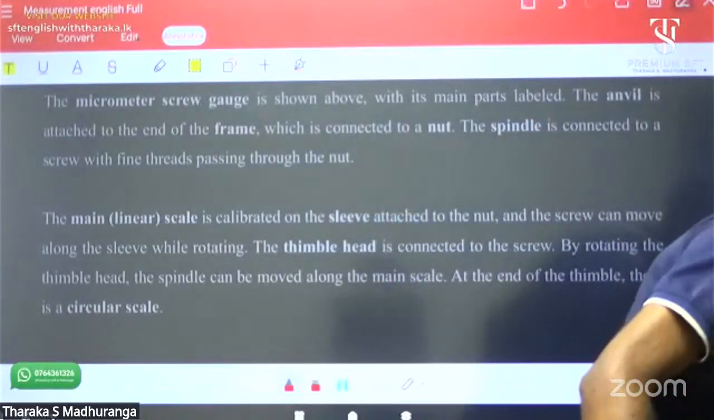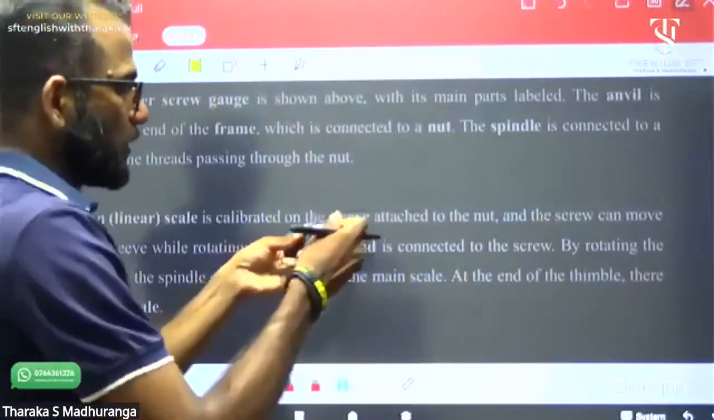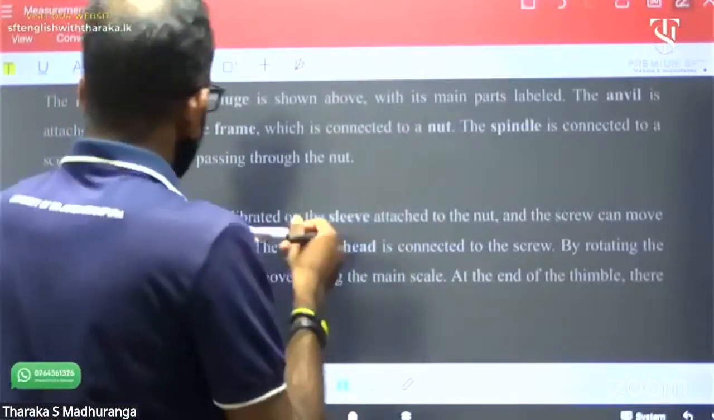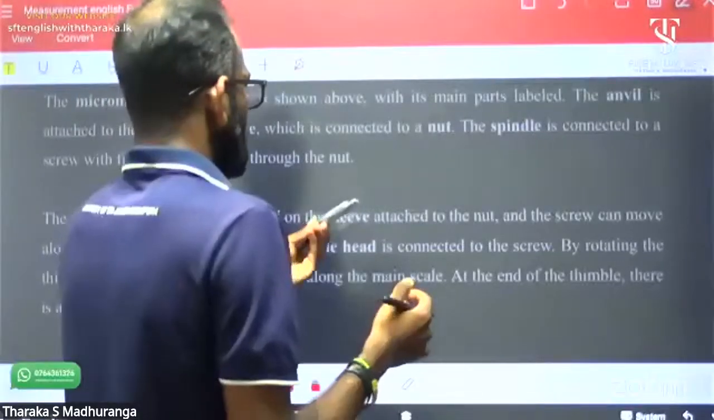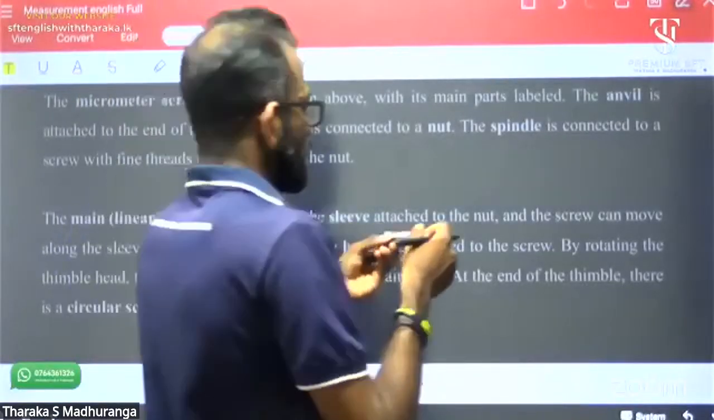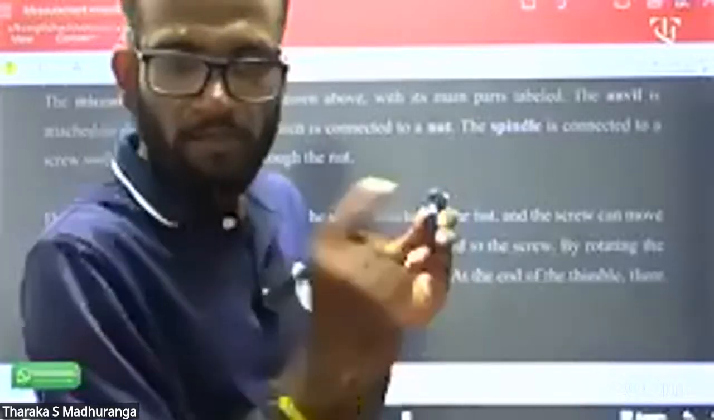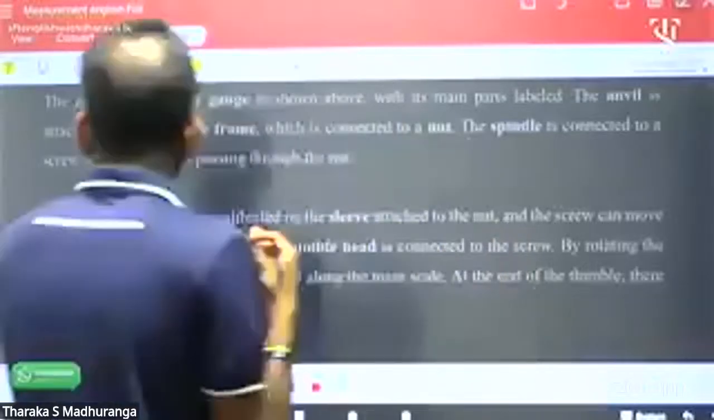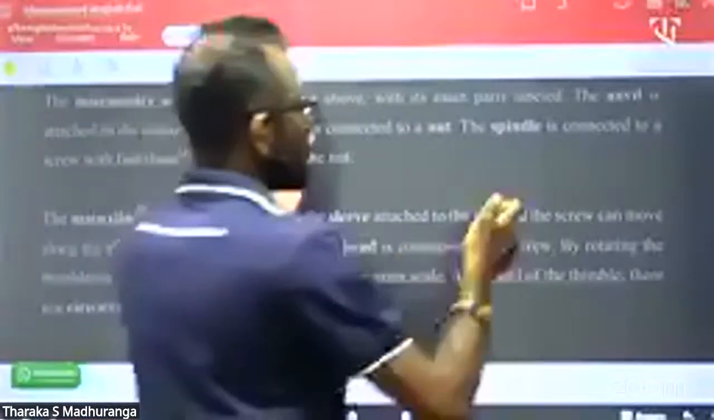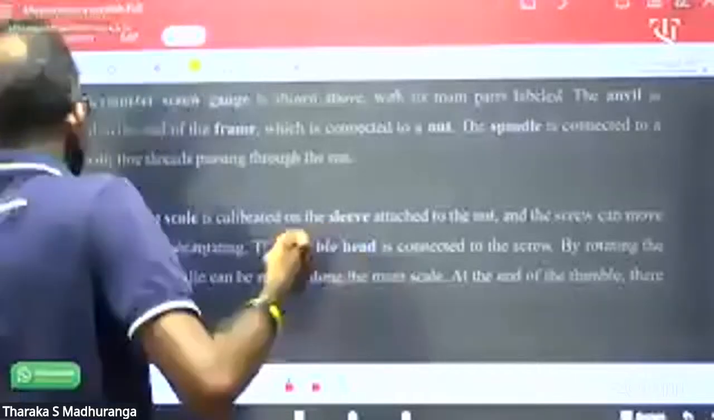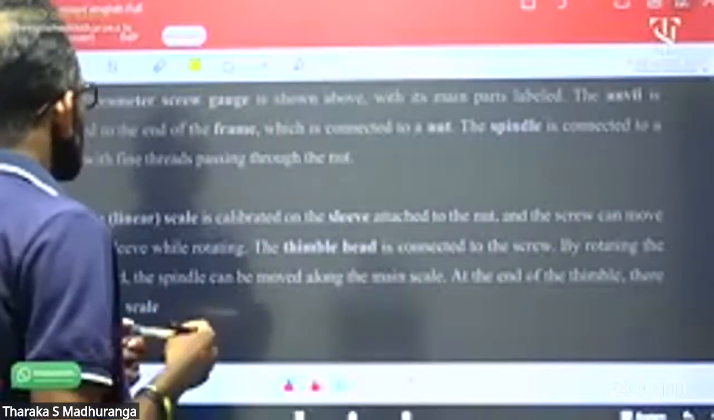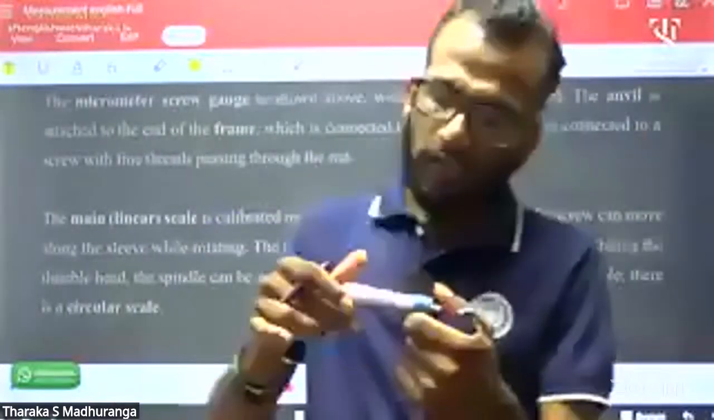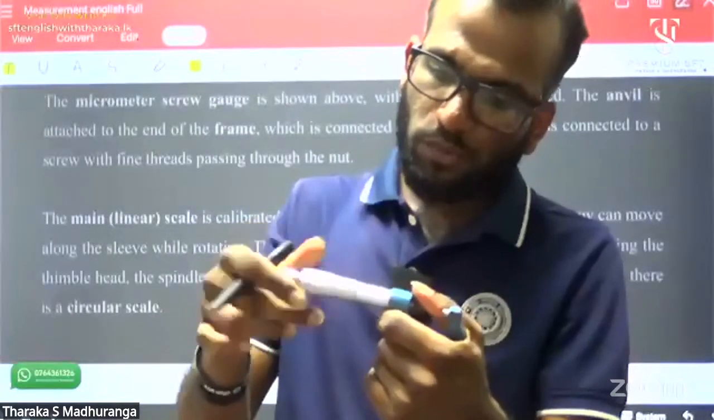Anvil attached to the end of the frame. Yes, the anvil is attached to the end of the frame, and the spindle is connected to a nut. Yes, it has a nut. The spindle is connected to a screw. The spindle is connected to a screw with fine threads passing through a nut. Yes, it's actually connected to a screw. See, I will show you.